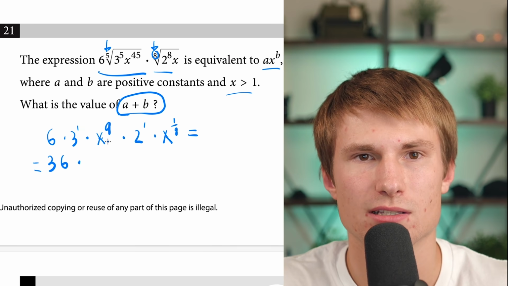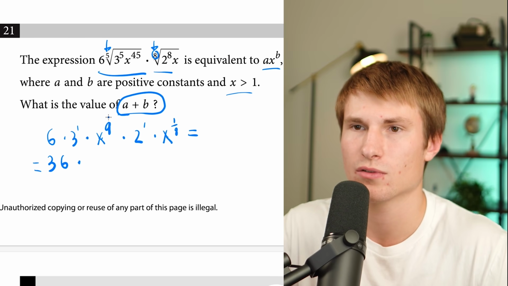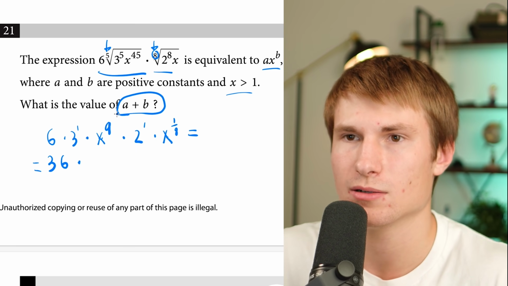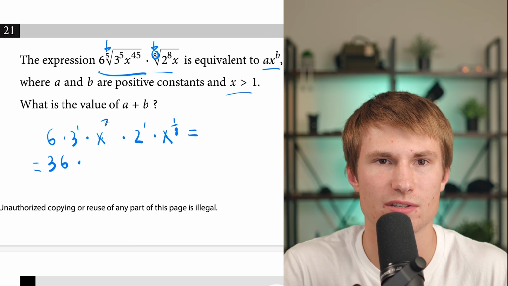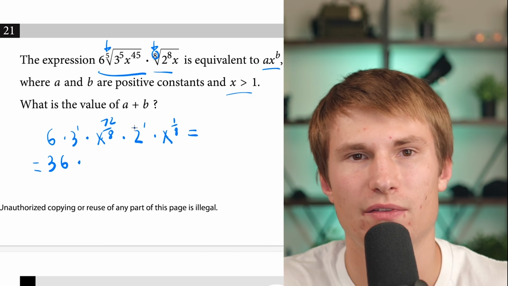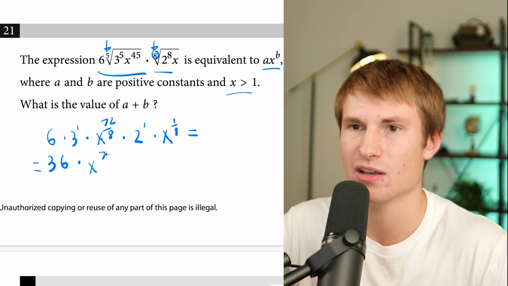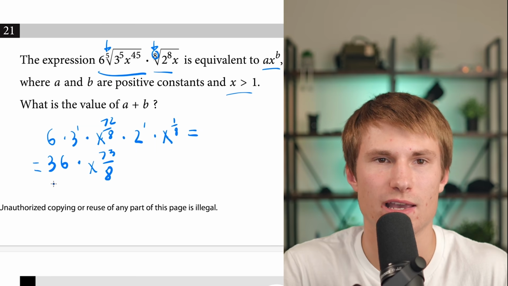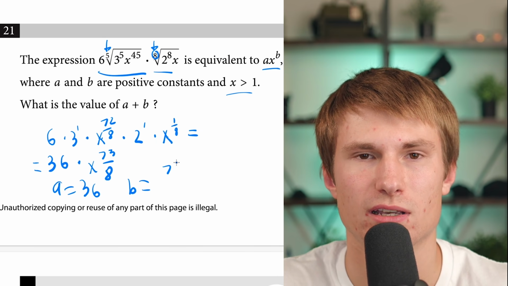Now, the next thing we've got is this x to the power of 9 times x to the power of 1/8. So I'm going to go ahead and convert this 9 into something where the denominator is 8 as well. So I'll do 9 times 8, and that's going to give us 72. So we'll have x to the power of 72 over 8. And now I can go ahead and add 72 and 1 to get x to the power of 73 over 8. Okay, now we know that our value for a is going to be 36. So a will equal 36. And we know that our value for b is going to equal 73 over 8.